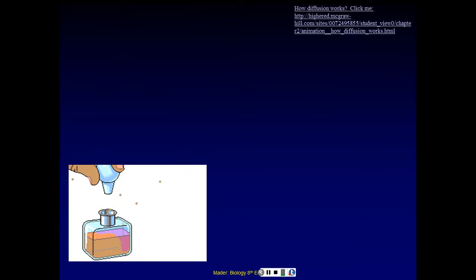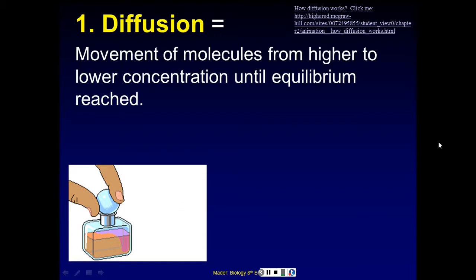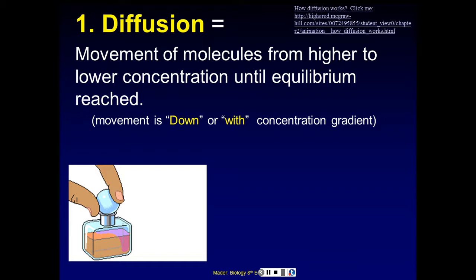They are diffusing into the air. They are going from where they are more highly concentrated to where they are lower concentrated. That is diffusion. That's exactly what we've been talking about, diffusion. The movement of molecules from higher to lower concentration until equilibrium is reached. We often say this is down or with the concentration gradient, diffusion.